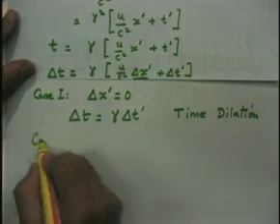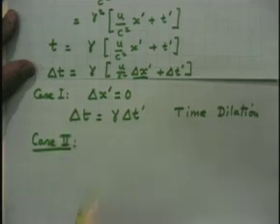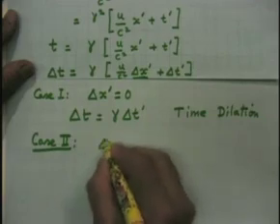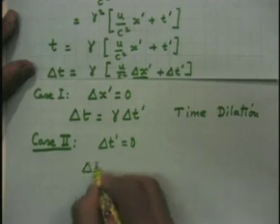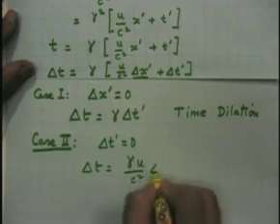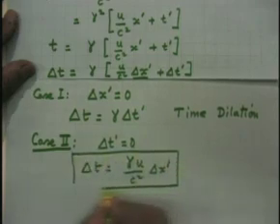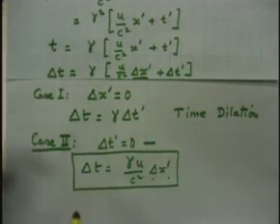And let me take case 2, that two events occur at different space points in the S prime frame, but at the same instant. So, let us suppose delta t prime is 0. Then you will have delta t which is equal to gamma u by c square into delta x prime. Therefore, if two events occur at two different space points, but simultaneously, then these two events are not simultaneous for the S frame.